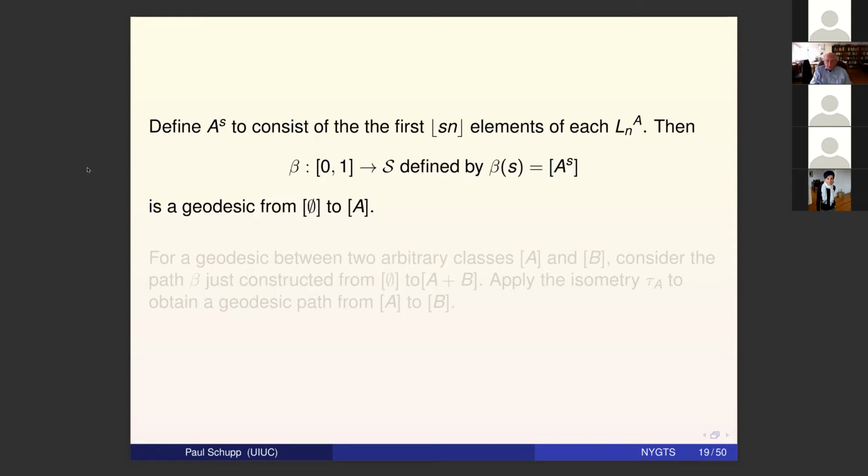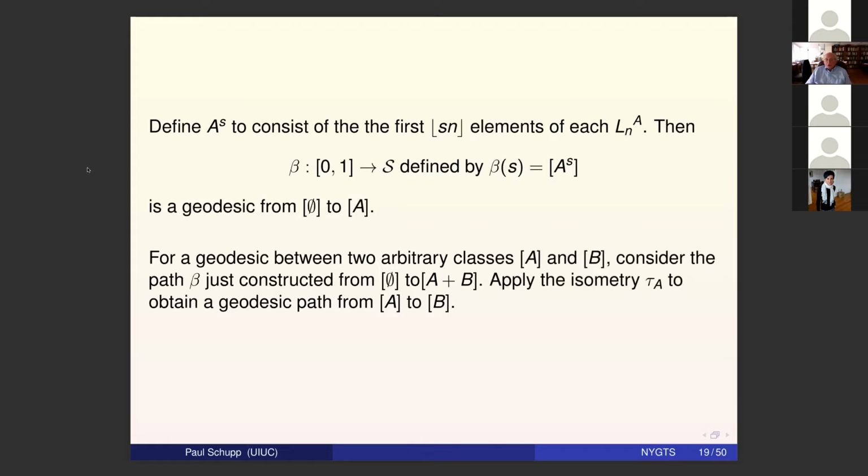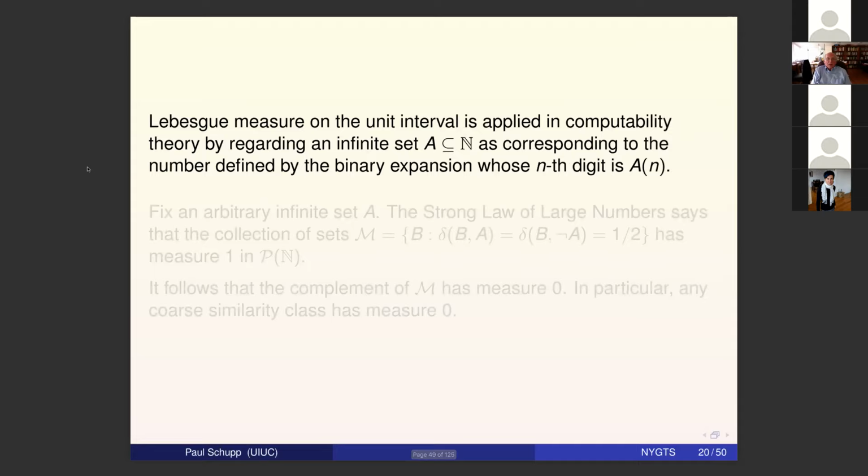Now, for a geodesic between arbitrary classes, we just take this path beta and translate it. This is where we really actually need the fact that translation is an isometry. Now, there's some strange properties of these geodesics, though.